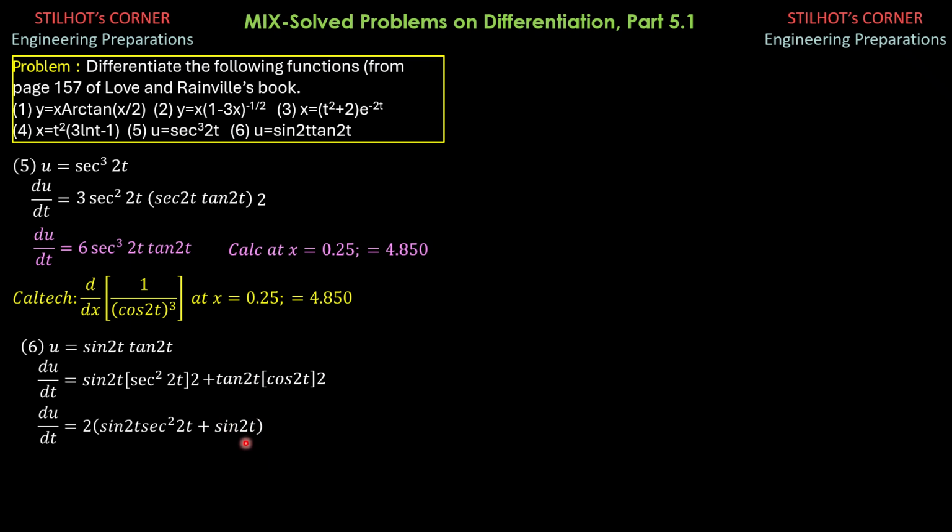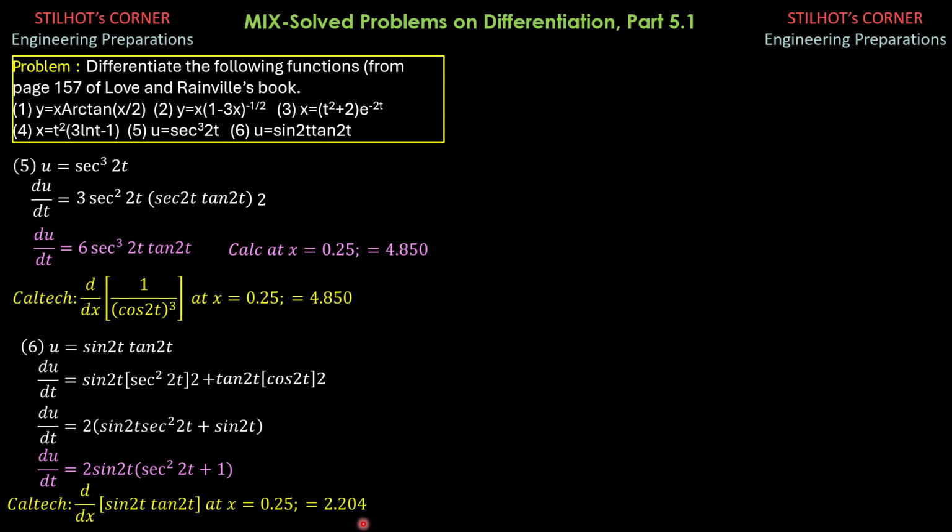So that's it. Then factor out further sine 2t. So du/dt is 2 sine 2t times quantity secant squared 2t plus 1. So that's the final answer. Let's evaluate the derivative using the high-tech calculator at the chosen value of t, which is x in the calculator, 0.25. We'll get 2.204. Then this one at t equals 0.25, or x equals 0.25, we'll get the same value of 2.204. So that's it for this video.